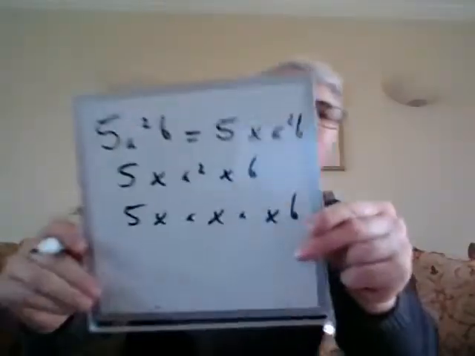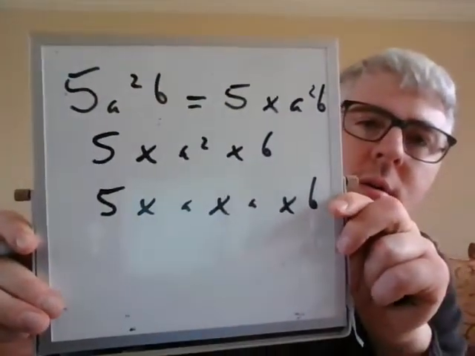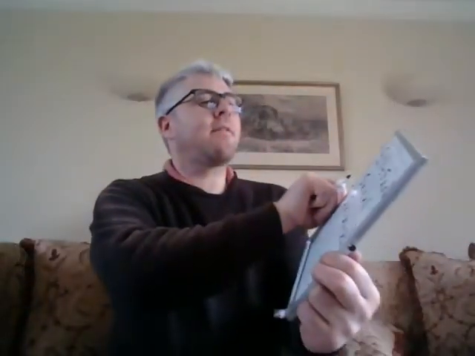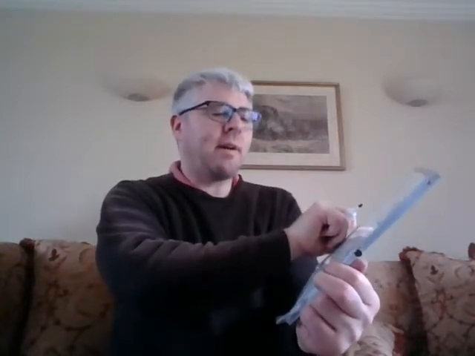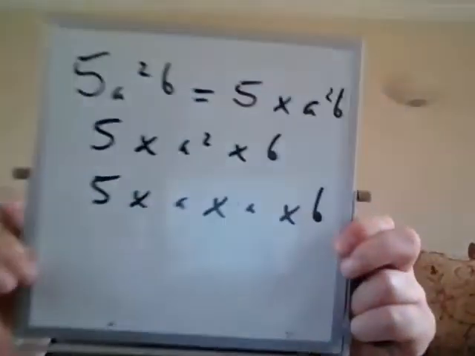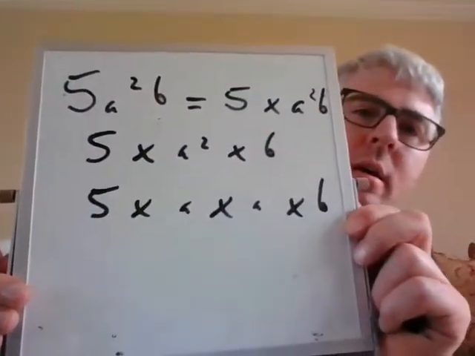Another one I want to show you now, this one here. So that's 5a squared b equals 5 times a squared b, which equals 5 times a squared times b, which equals 5 times a times a times b. So I just wanted to show you that.